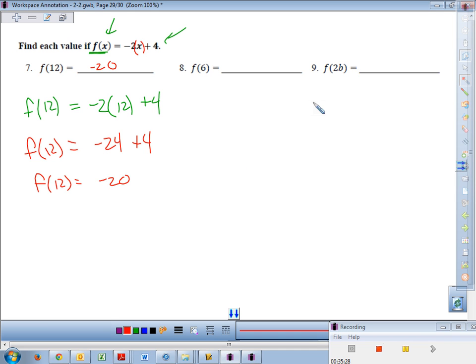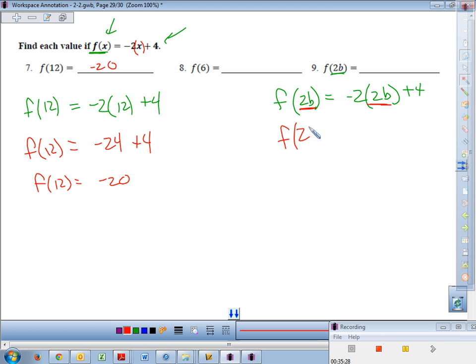Let's skip a little bit. Let's jump straight over to number 9. Okay? Number 9. We got a function. What do they want us to put in for x? They want us to put 2b in there. It's got a variable in it. That variable of b will not go away. Right? There's going to be b's in our answer. It's not like we can solve for b. They're just saying where there's an x, please put 2b in its place. So won't we get f of 2b to equal negative 2 times the quantity of 2b plus 4. All I did was where there was an x, I put a 2b in its place. Sound okay?